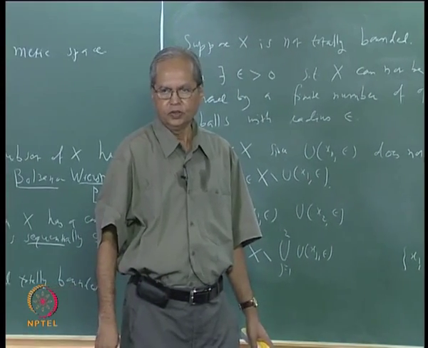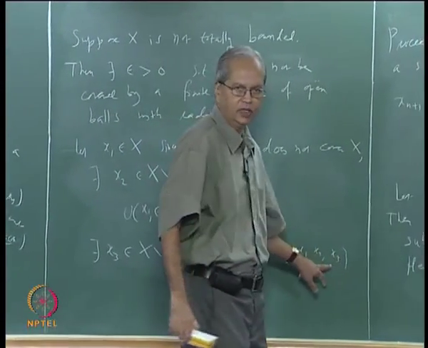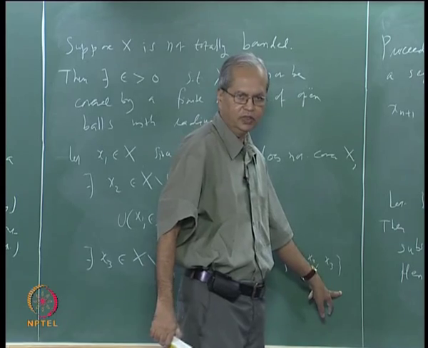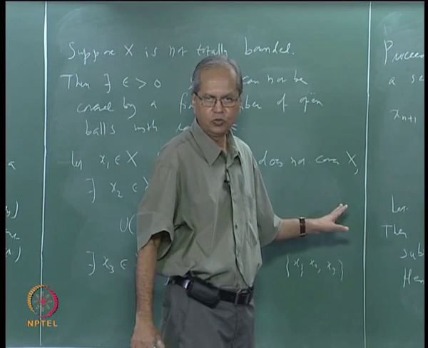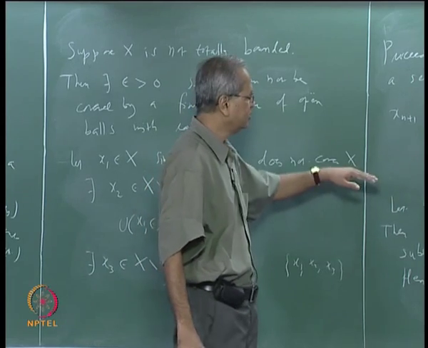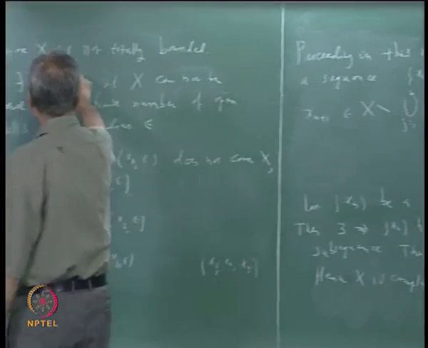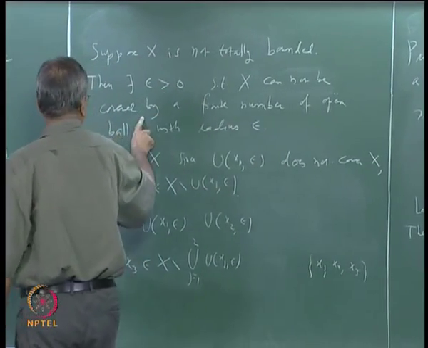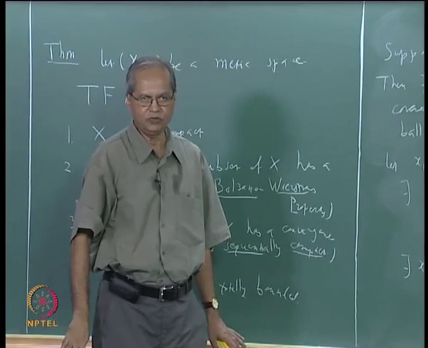So what it means is that if you look at x1, x2, up to x_{n+1}, then the distance between any two of those elements is bigger than or equal to epsilon. And at each stage we have used the property that x is not covered by a finite number of open balls with radius epsilon. That is the property which we have used again and again.